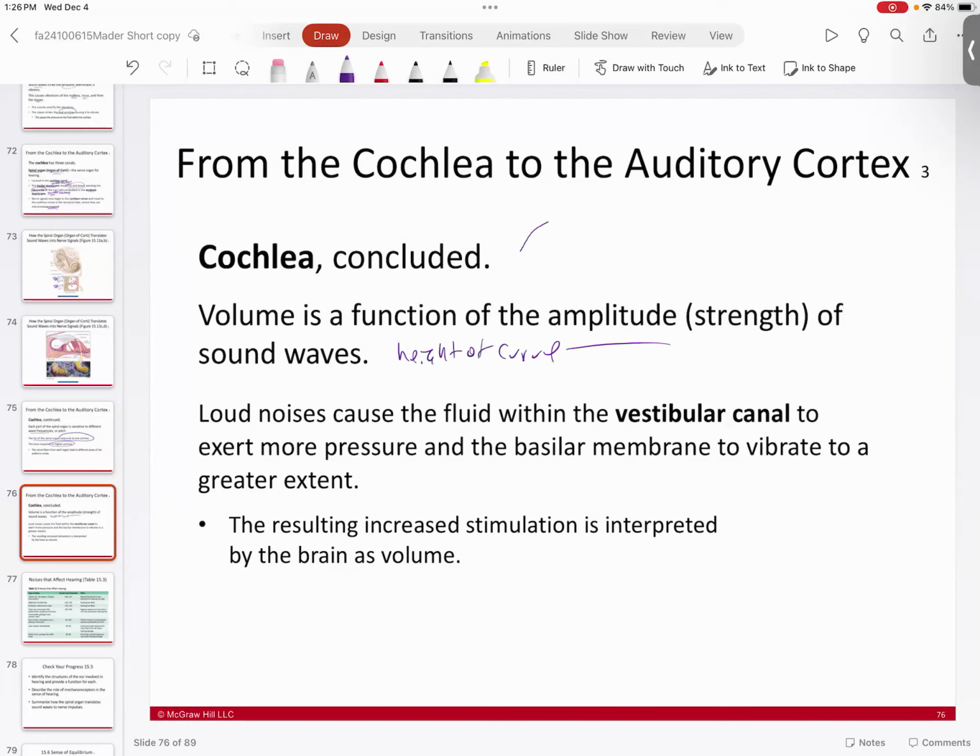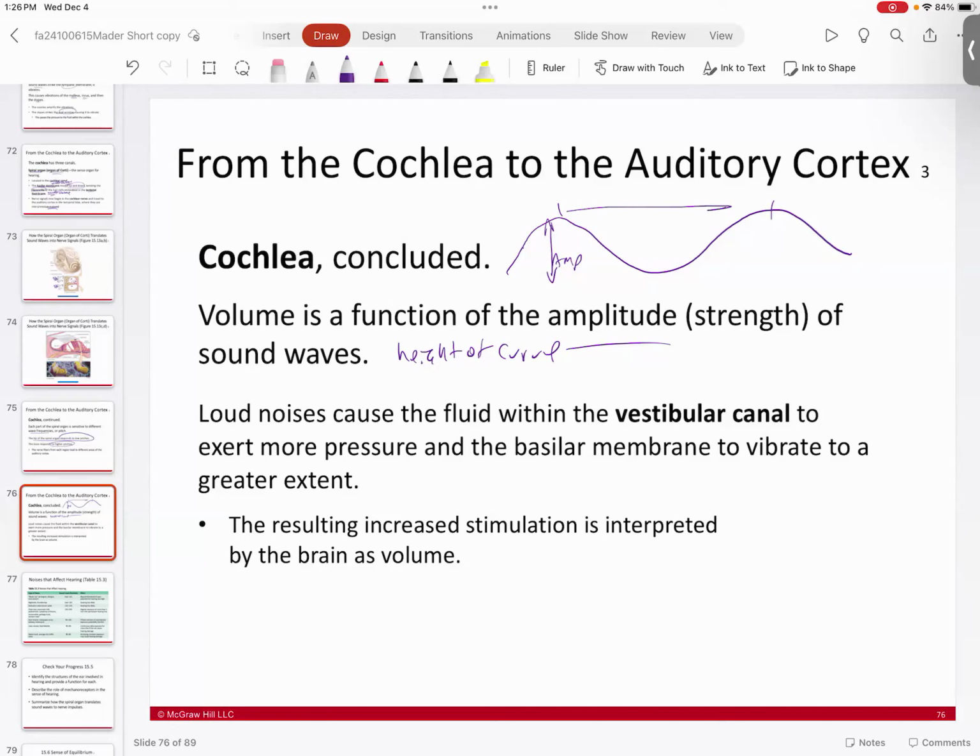So in a wave, we have wavelength. A long wavelength is typically low frequency. So this is wavelength. And then amplitude is the height of the curve. So you can have low wavelength, high amplitude coming through, and that's a volume. So the amplitude, or the strength of the sound waves, is your volume.